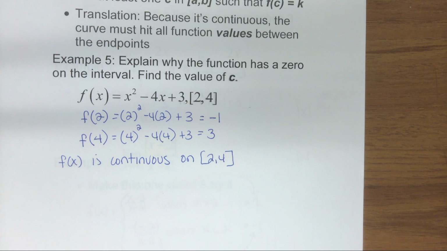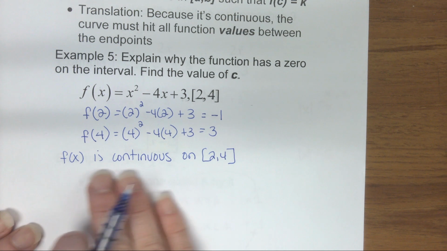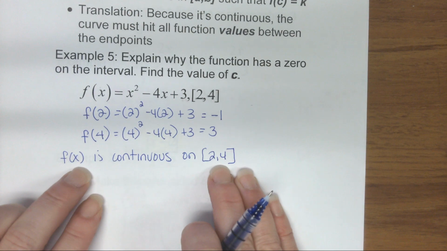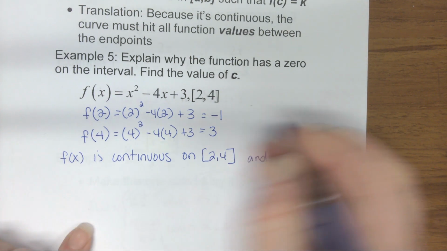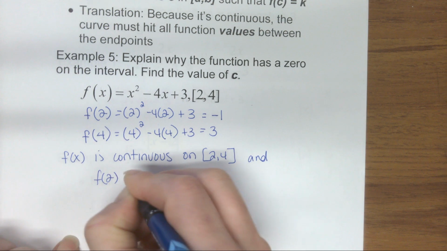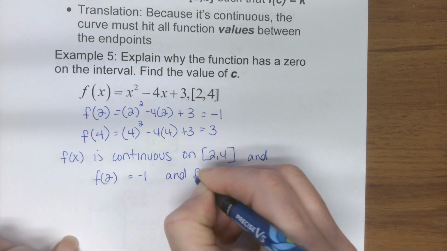So maybe if I said, could you use intermediate value theorem? Then you would want to decide if it's continuous. All right, so f of x is continuous on the interval 2, 4. This is the thing I need to state to use it. And f of 2 equals -1. And f of 4 equals 3.